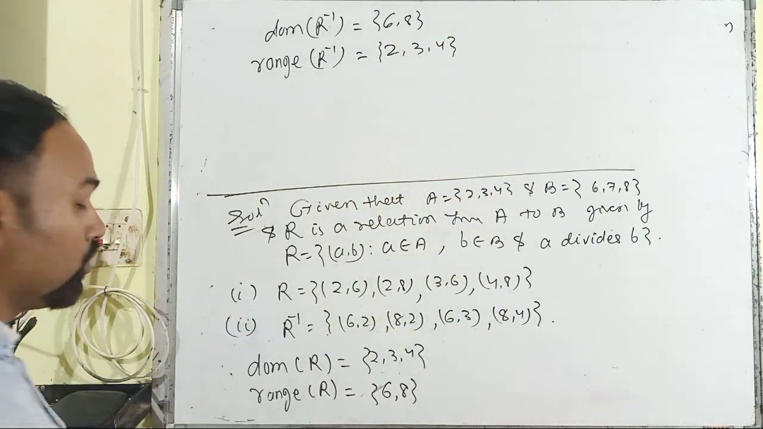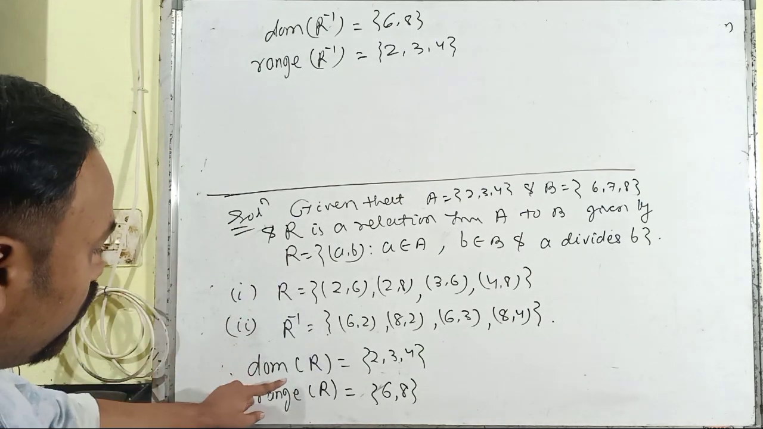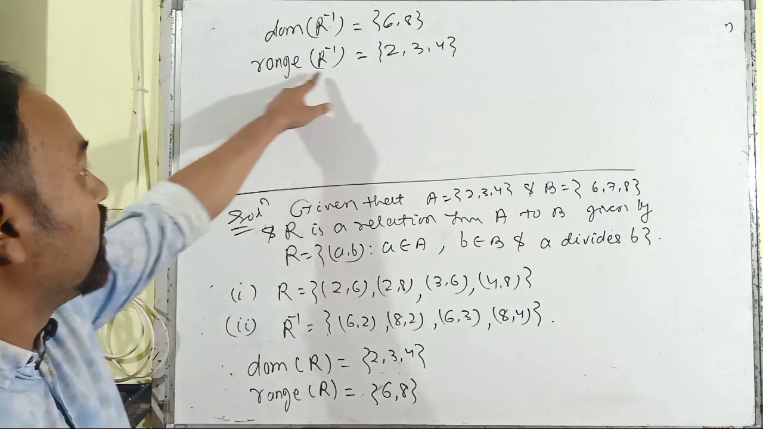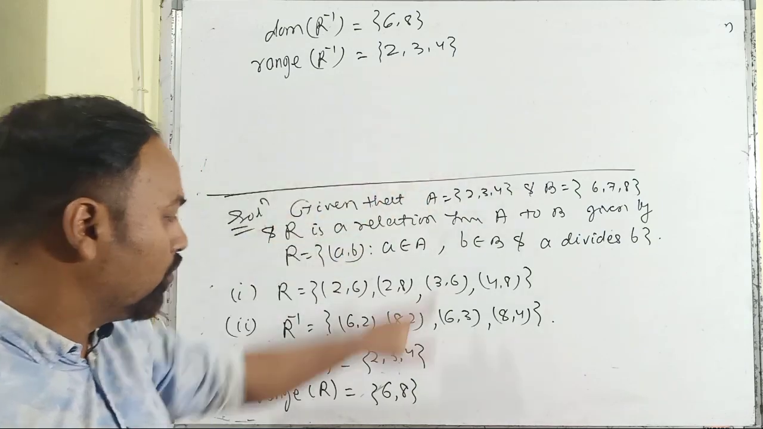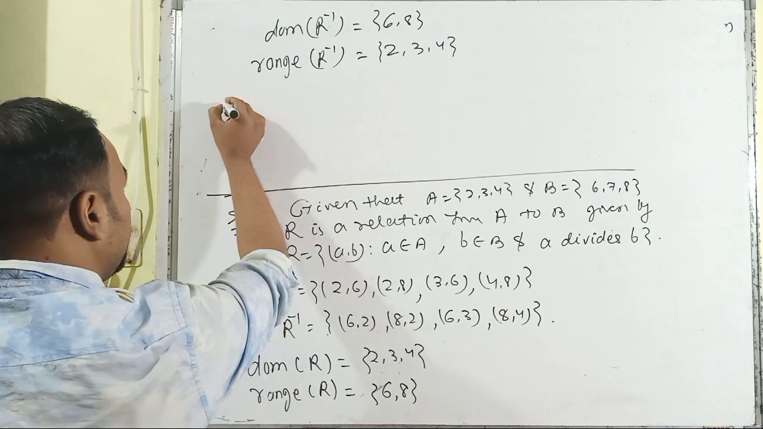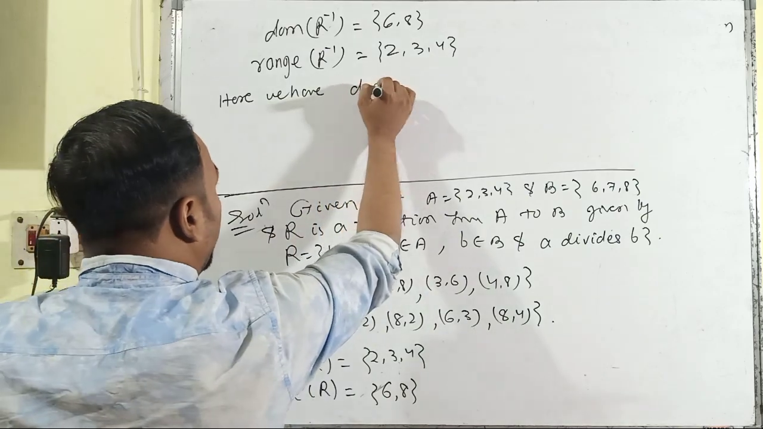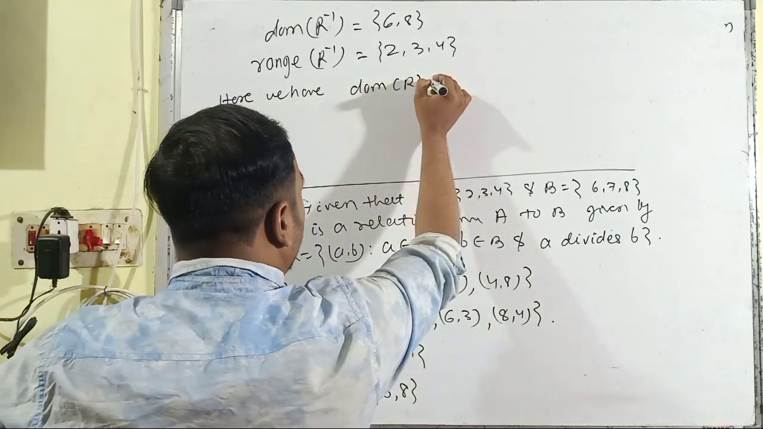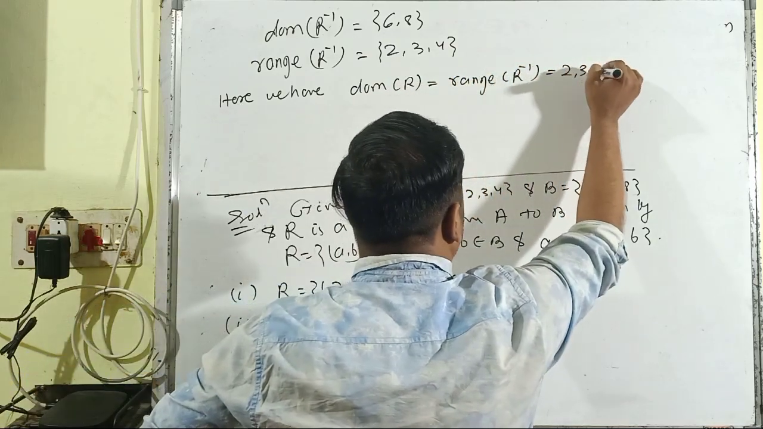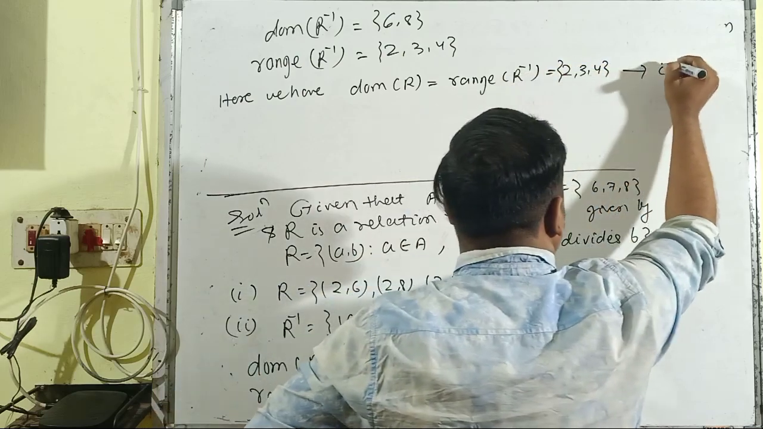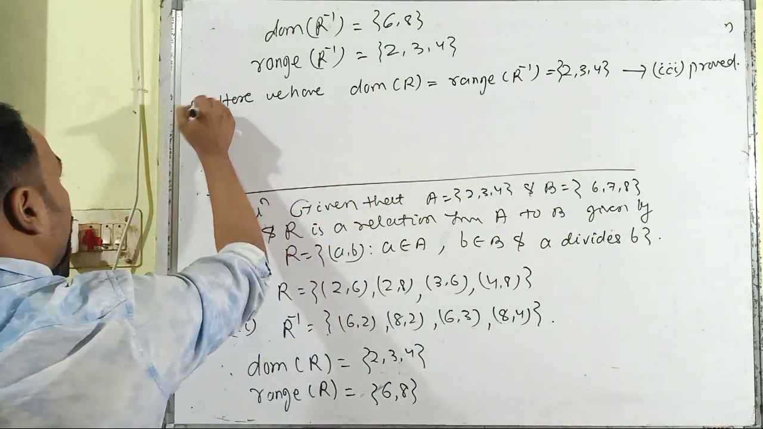Okay. Now we have to go through the third bit and fourth bit of the given question. Let us compare. You can see that domain of R is equal to range of R inverse, because both of the two sets give the result in the set form {2, 3, 4} and they are equal with each other. So here we have domain of R is equal to range of R inverse, that is equal to {2, 3, 4}. That means the third bit is proved here. You can write down also third bit here.